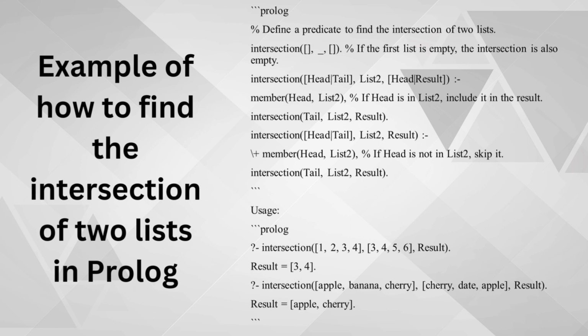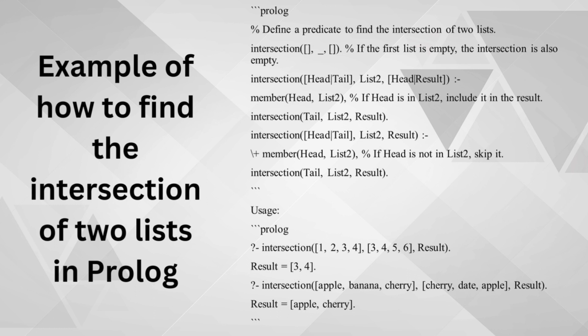Intersection of an empty list with anything: if the first list is empty, the intersection is also empty. Then the next clause: intersection of head and tail, list 2, and head followed by result, which implies member of head in list 2. That means if head is in list 2, include it in the result.